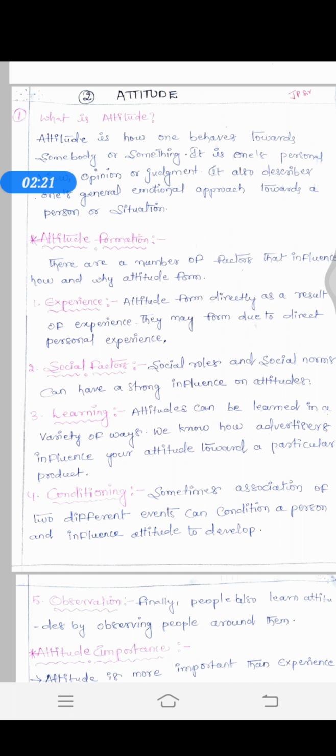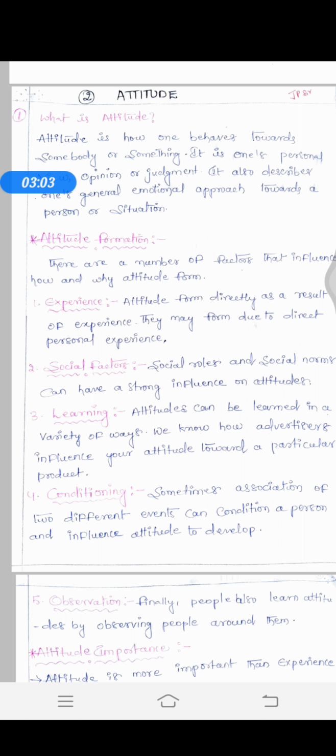It also describes one's general emotion or emotional approach towards a person or a situation. This is the attitude, completely our behavior. And our behavior depends on our mind, heart, good thoughts, good feelings, good mannerism. All these things indicate your behavior.